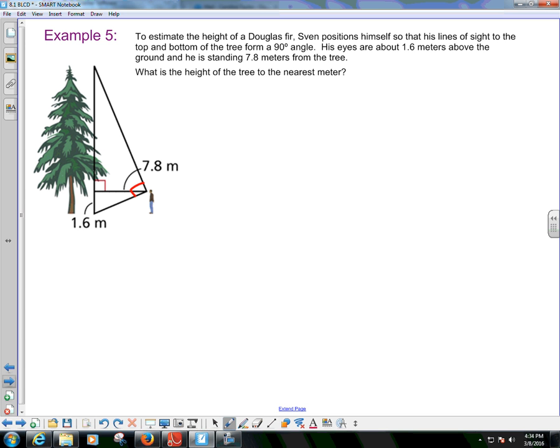All right, his eyes are about 6 meters, or excuse me, 1.6 meters above the ground. So that's labeled over here. And he is standing 7.8 meters from the tree. So I look at this and I've got this triangle right here. It's a right triangle. This is 1.6 and this is 7.8. I'm going to use the Pythagorean theorem and say c squared equals 1.6 squared plus 7.8 squared. And I am not doing that in my head.